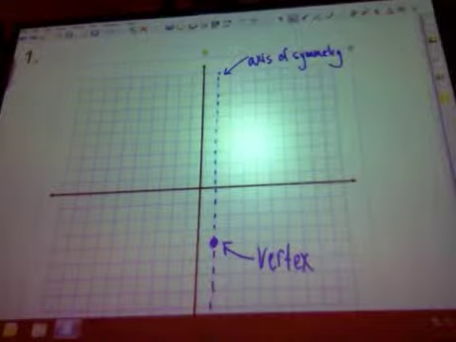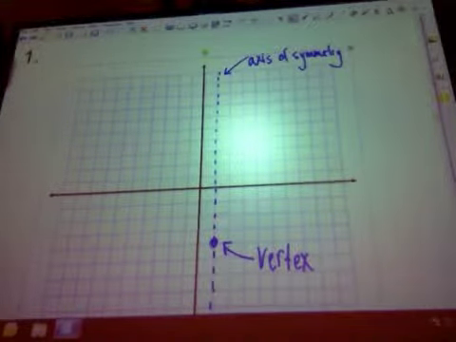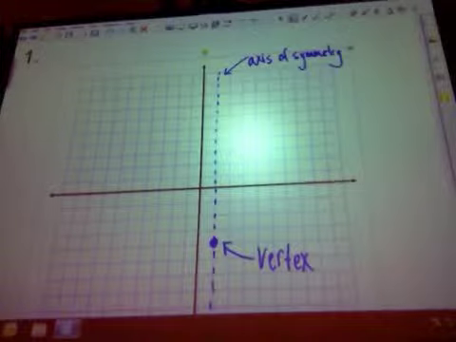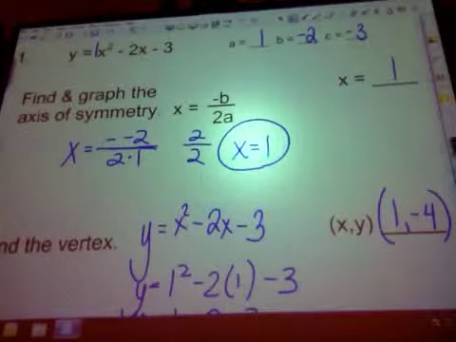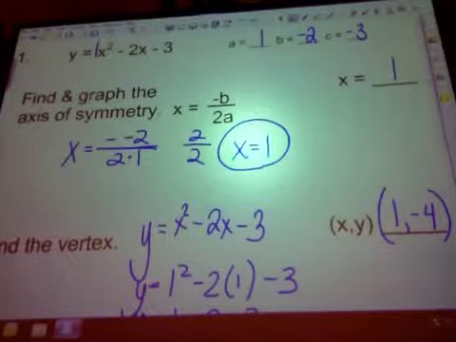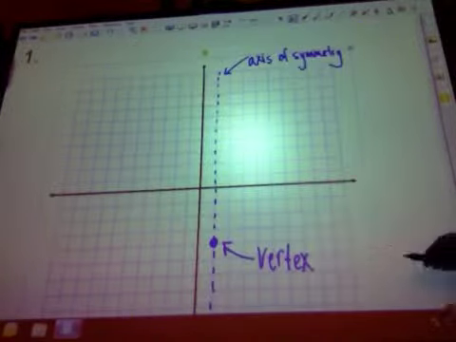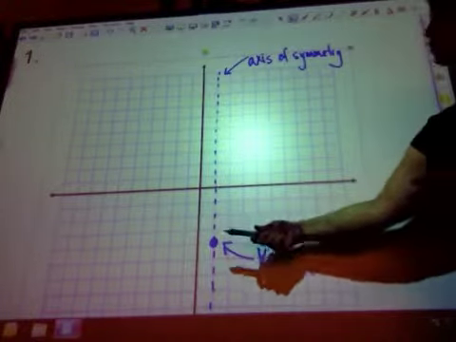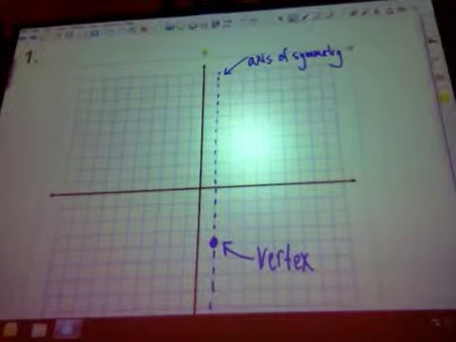That's going to be the point that's either at the top of the U, or the parabola, or at the bottom of the parabola. In this case, our a is positive. That means that the U is going to open up. So our vertex, or our point here, will be at the bottom of the U, or that will be the minimum point on the graph.